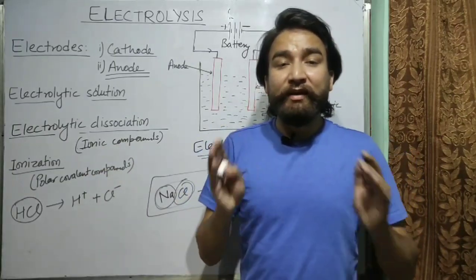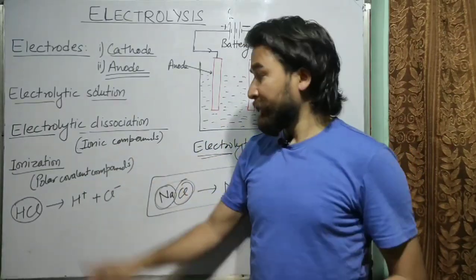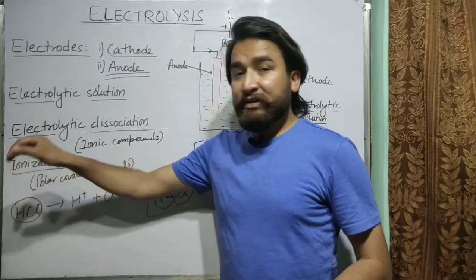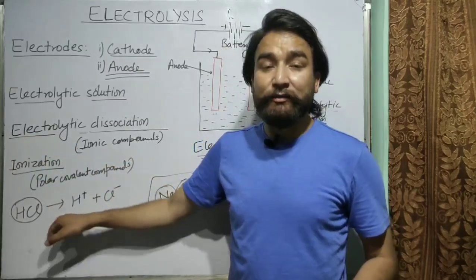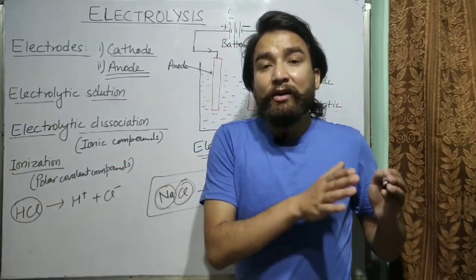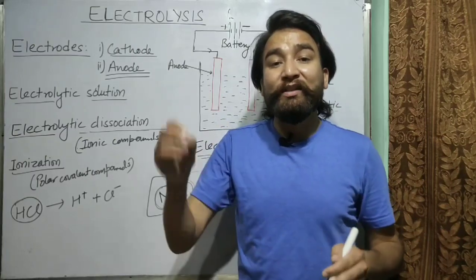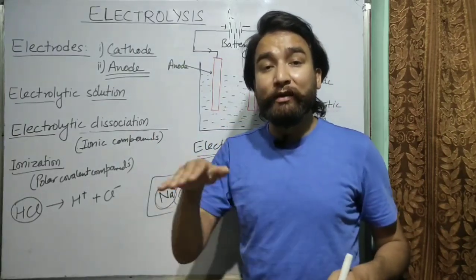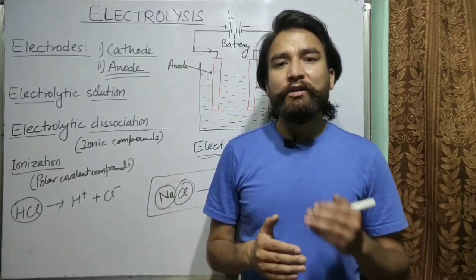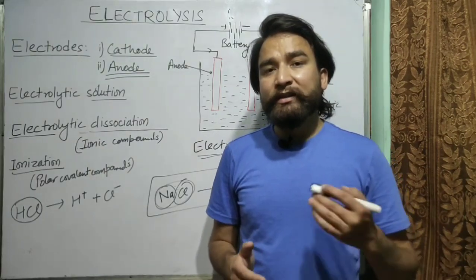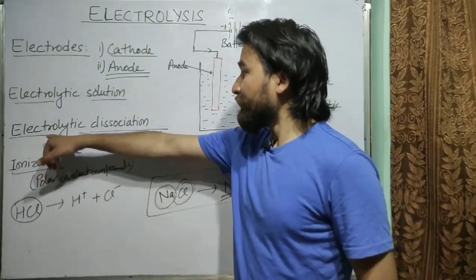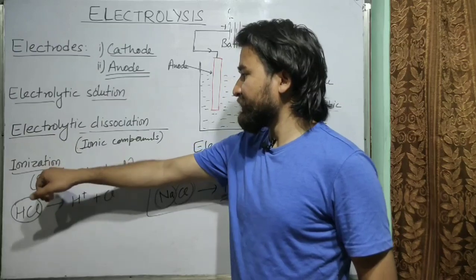They get separated when they are dissolved in water. But in ionization, the formation of ions takes place, because ions are not there in a covalent compound, but when this covalent compound is dissolved in water, the ions will start forming after that. Now let's see how the process of electrolytic dissociation and ionization takes place.